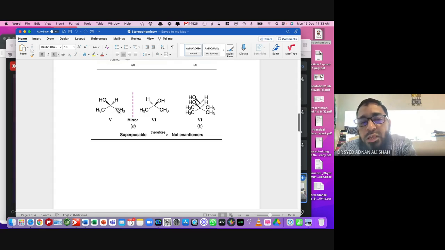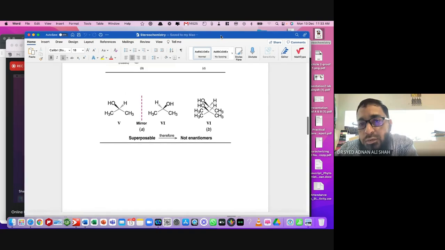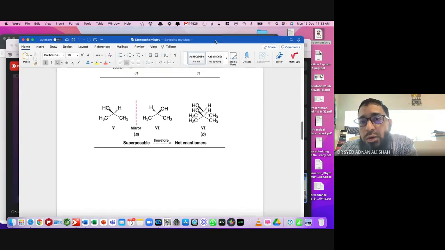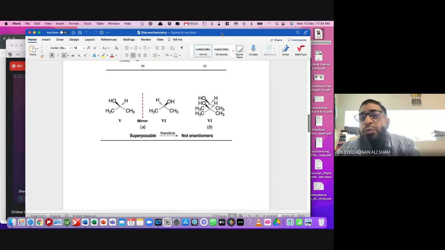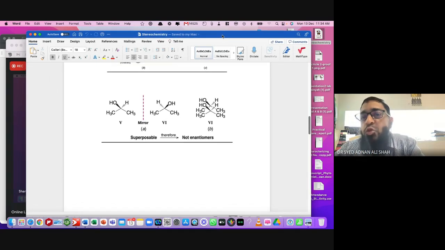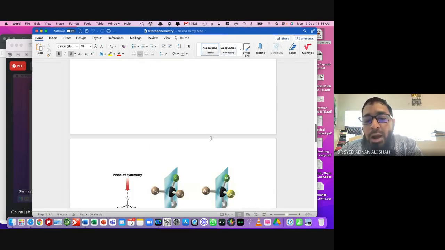So you can see in this molecule, the CH3 and CH3 and the hydroxyl group and hydrogen, they are mirror images, but when you put them together, they will be superimposed. If they are mirror images but superimposable, they are identical molecules. They are not enantiomers. You have to keep in mind that enantiomers are non-superimposable mirror images, right? If superimposable, they are not enantiomers, they are the same identical compound.